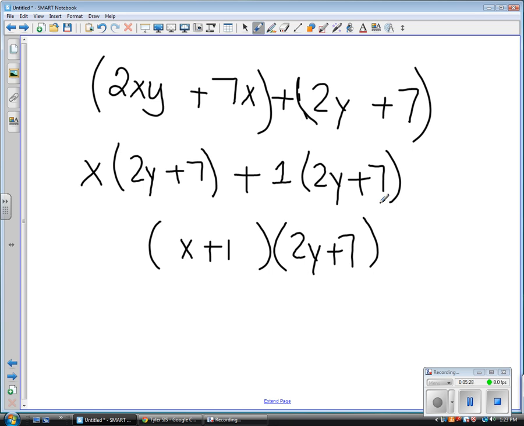Yes. Where you got both sets have 2y plus 7. If you're, how in the end you only have one set of 2y? Because x is being multiplied by 2y plus 7 and the 1 is being multiplied by 2y plus 7, right? All I'm doing is handing out the x and handing out the 1.